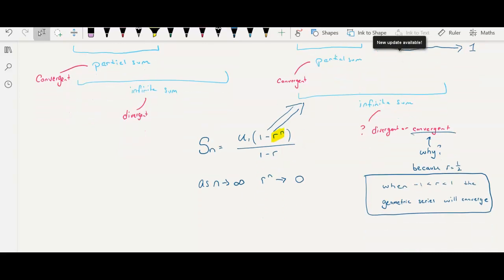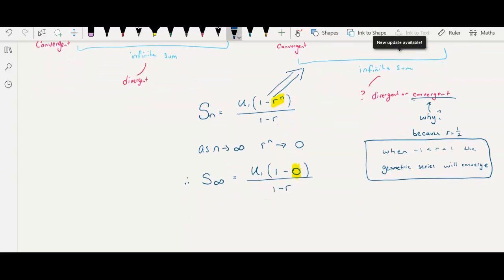So therefore, we write that the infinite sum is equal to u1 times (1 minus, now r to the n becomes 0) over 1 minus r. r to the n becomes 0 when we look at an infinitely large sum. So this simplifies down to u1 times 1 over 1 minus r, so it's just u1 over 1 minus r, and that there is our infinite sum result.